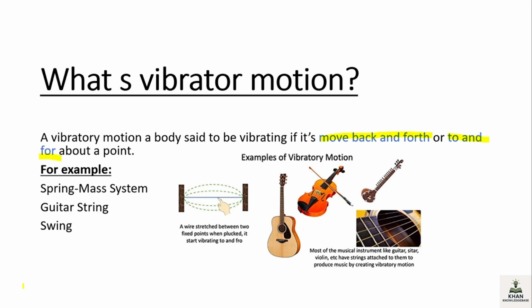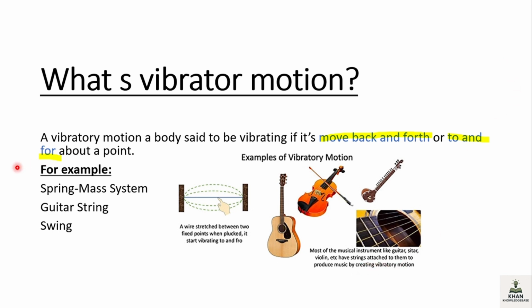Now, we can take the example of a guitar, a wire stretched between two fixed points. When plucked, it starts vibrating to and fro. Most of the musical instruments like guitar, sitar, etc. have a string attached to them to produce music by creating vibratory motion.